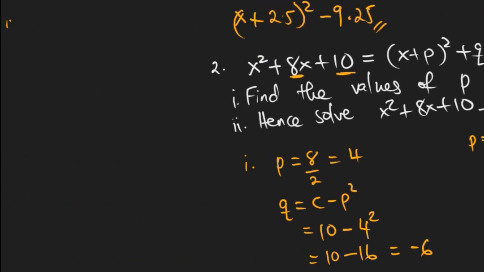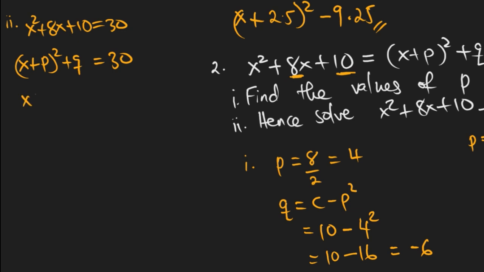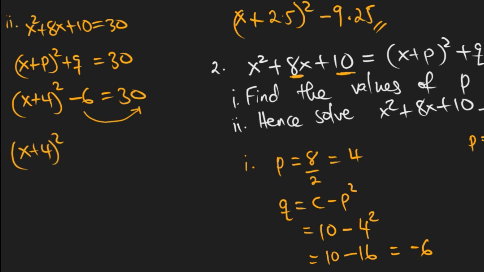So it means that p is equal to 4, q is equal to negative 6. To do the second one, we should solve x squared plus 8x plus 10 equal to 30. So solving this, we write it as x plus p all squared plus q, and that is equal to 30. But our p is 4, so x plus 4 all squared minus 6 equals 30. So we transpose the minus 6 to the other side, and that gives us x plus 4 all squared is equal to 30 plus 6, which is 36.